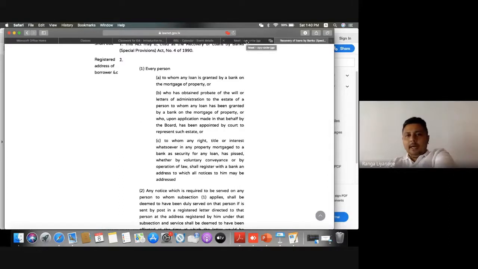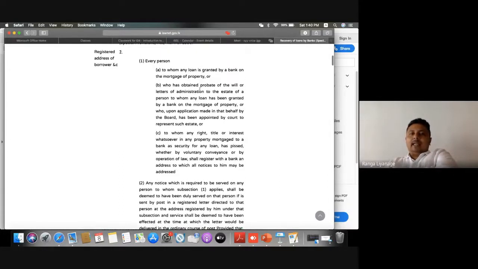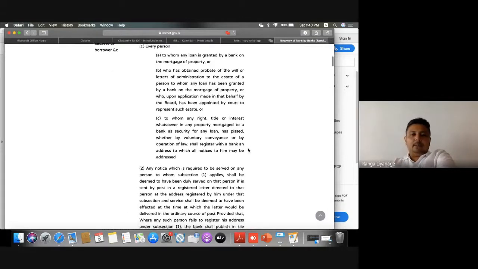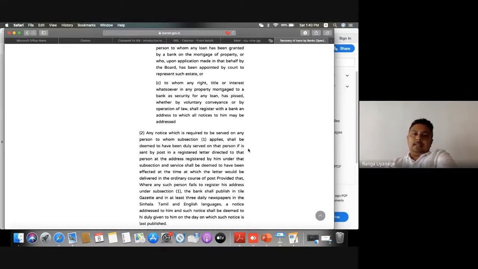1C, right? Now this Act covers only these borrowers, the property of these borrowers, no one else. Keep that in mind. That's very simple. Keep that in mind, right? And then subsection 2 goes on to say that any notice which is required to be served on any person to whom subsection 1 applies, simply saying one of those three persons mentioned in subsection 1, shall be deemed to have been duly served on that person if it is sent by post or registered letter directed to that person, right?